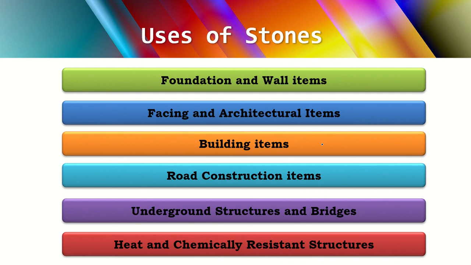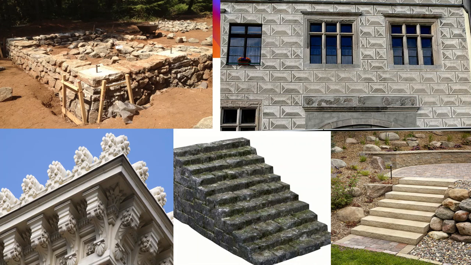Before that, I can show you some figures related to the stone as a building material. You can observe here. So here stone is used as a foundation material. You can see the foundation is completely laid up with stones. And as I've told, for facing items, like see, the outlook of the wall is completely made up of stone. So it's looking so beautiful.